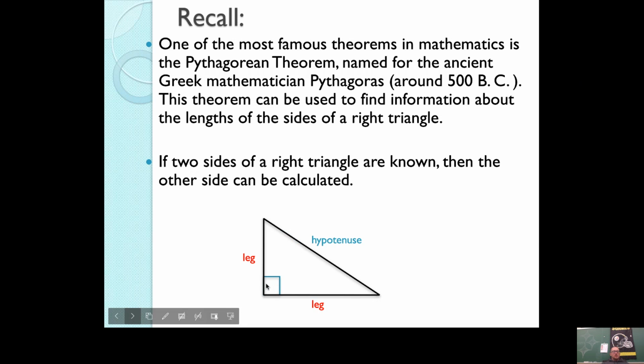The two sides that touch the right angle of this triangle are called legs, and the side that doesn't touch the right angle is called the hypotenuse. The hypotenuse is the longest side of a right triangle.